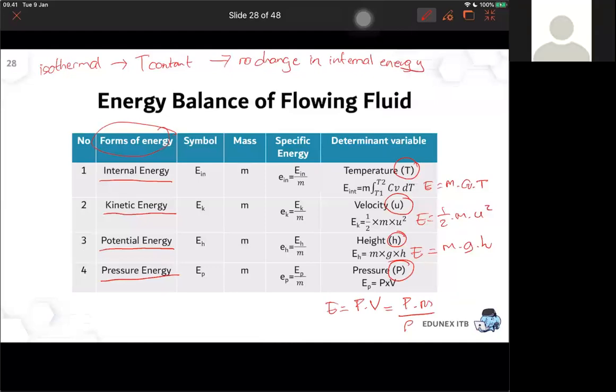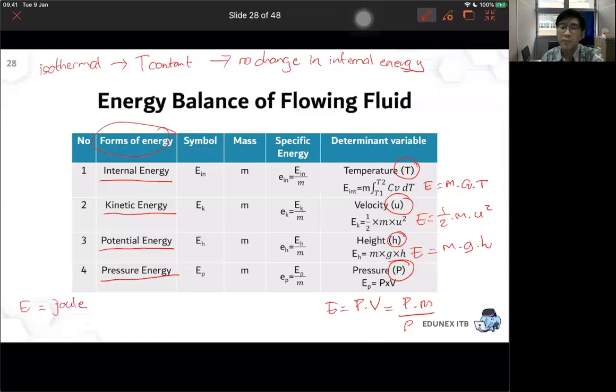Sir, what does the specific energy mean, sir? Does it just mean per unit of mass, sir? Yes. Okay. These are the four types of energy of the flowing fluid. What is the unit of the energy if you calculate using the right-most column? Kalau Anda menghitung energi pakai rumus yang paling kanan, what will be the unit? Joule, right? The standard unit of energy? Yes, sir. Joule. Okay, all still have the parameter of mass.